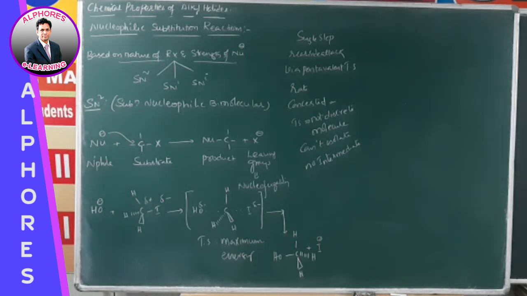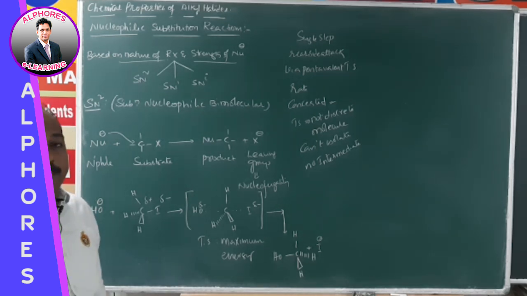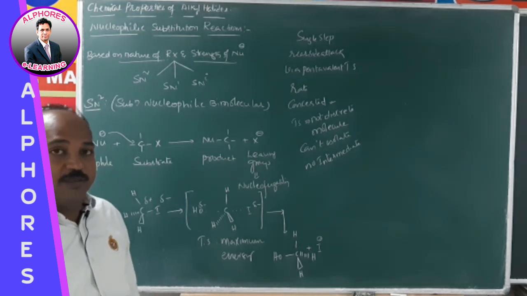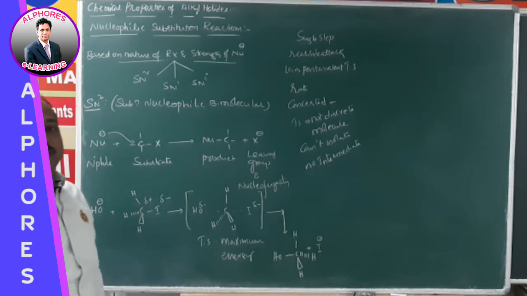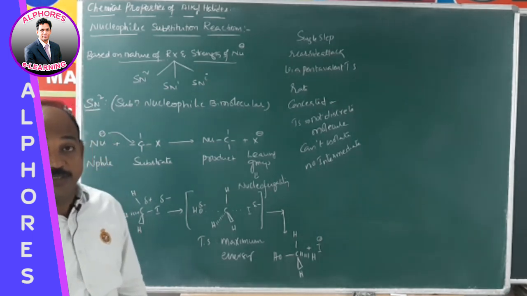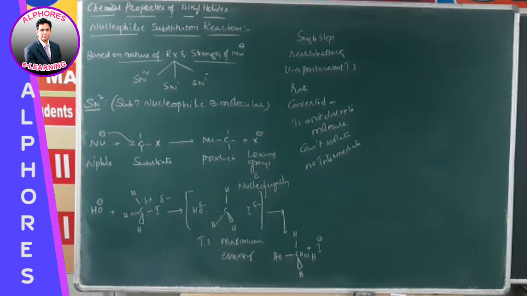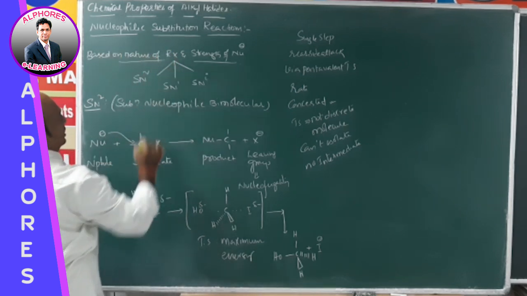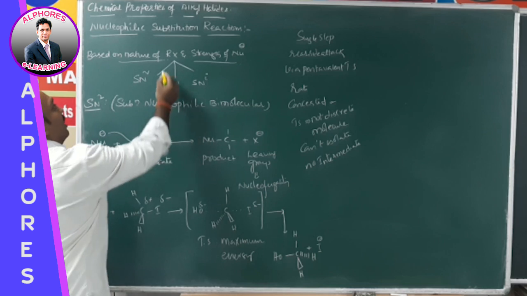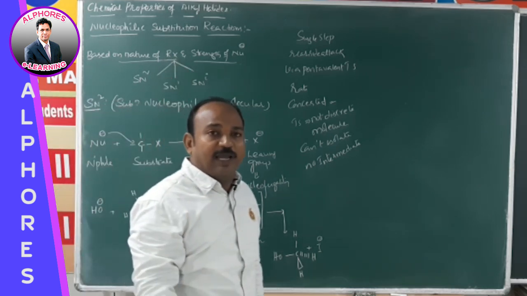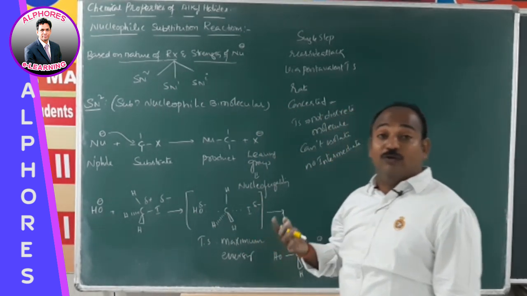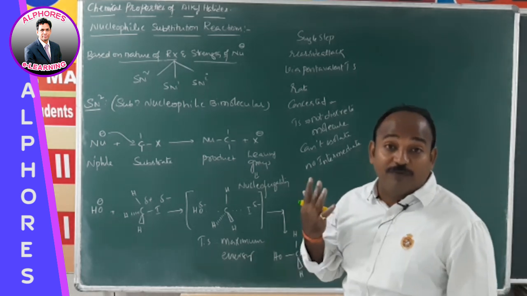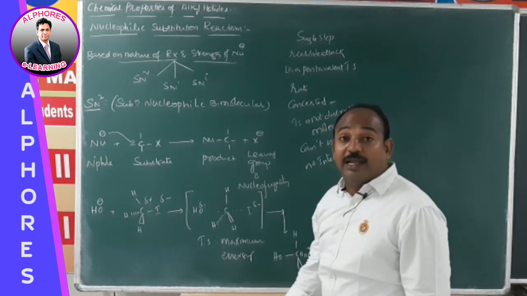In the previous class we discussed what substitution reactions and nucleophilic substitution reactions are, and how the reaction proceeds. Now we are going to discuss how many types of substitution reactions there are. In nucleophilic substitution reactions, the type depends on the nature of the alkyl halide. Nature of alkyl halide means methyl, primary, secondary, tertiary, allyl, vinyl, phenyl, benzyl, which type of alkyl halide or aryl halide it is.